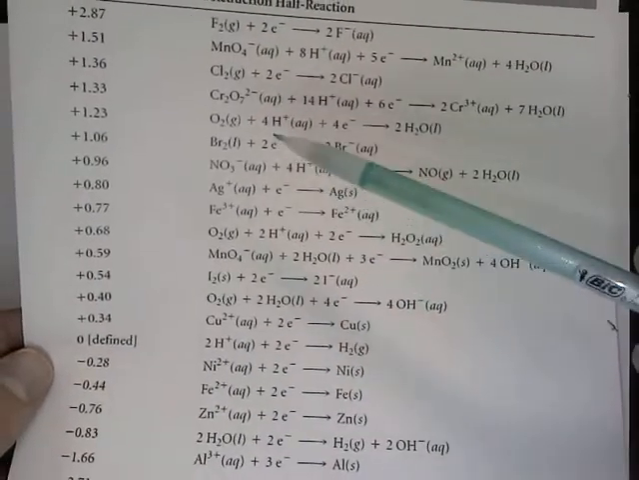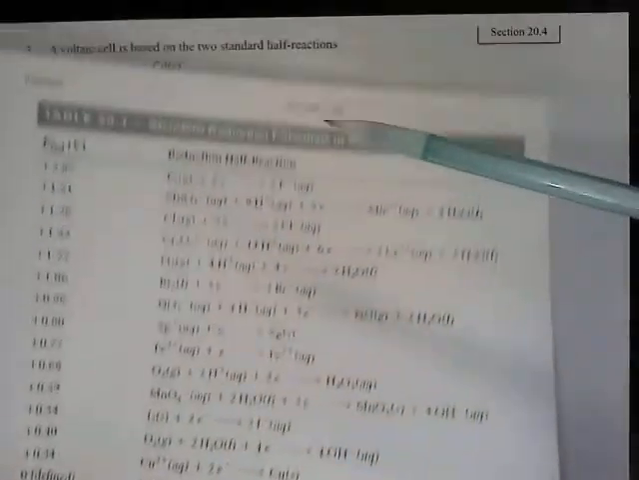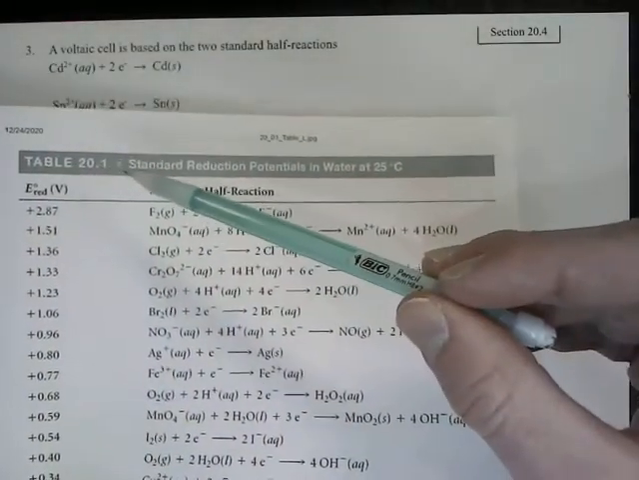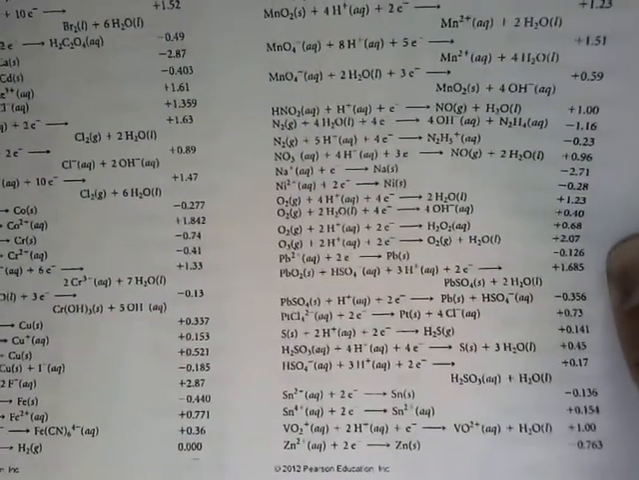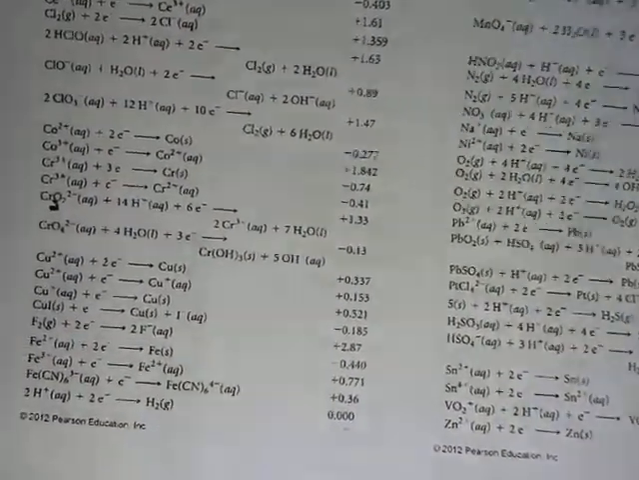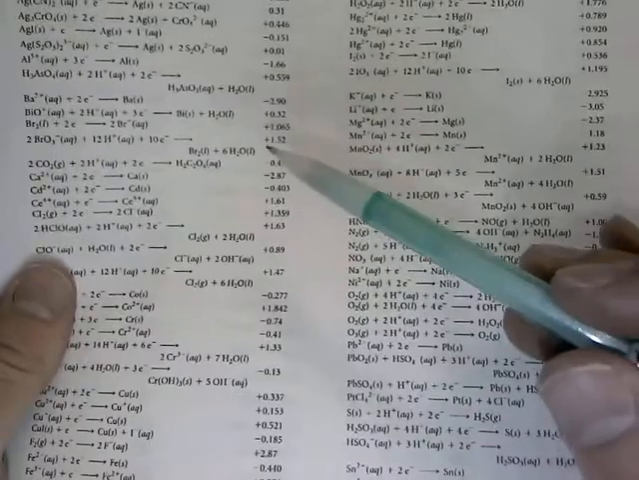Okay, if we look closely here, I do not see cadmium 2 plus. So if it's not in this table 20.1, then we need to turn to our standard reduction table. This lists a lot more substances. It's a little bit more comprehensive. And so again, I'm looking for cadmium 2 plus.